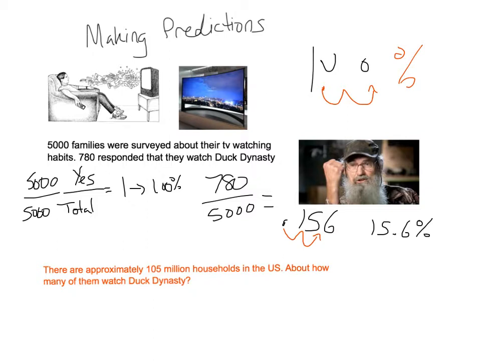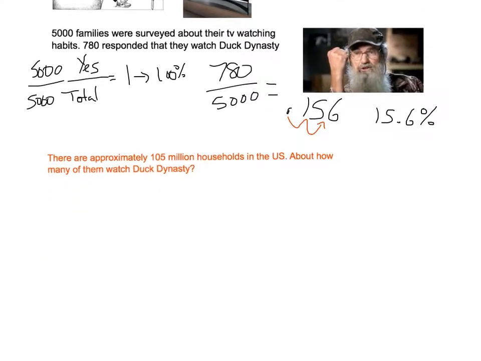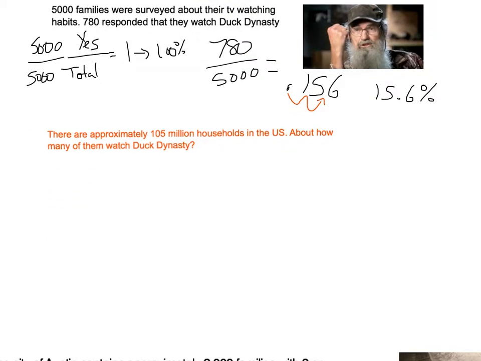So now what we're going to do is take that 15.6% and apply it to the population that our sample represented. So there's 105 million households in the U.S. About how many of them watch Duck Dynasty? Well, let's see. If 100% of our sample watched Duck Dynasty, then we could say, well, all 105 million households in the United States watch Duck Dynasty. But of course, that's not true.